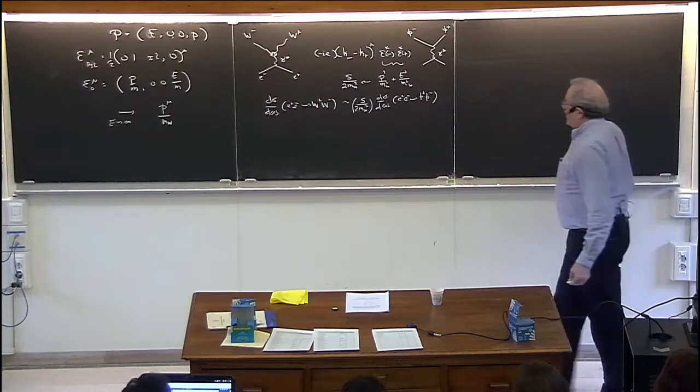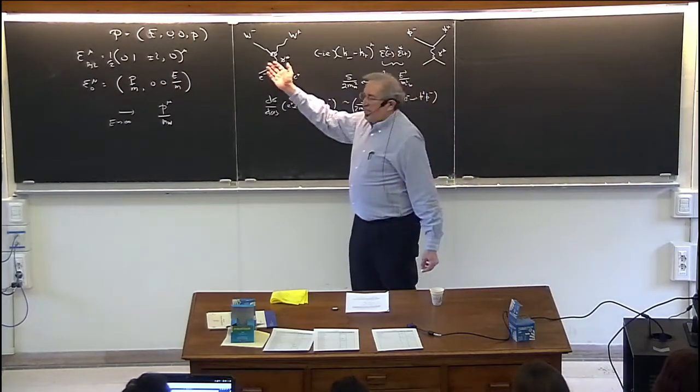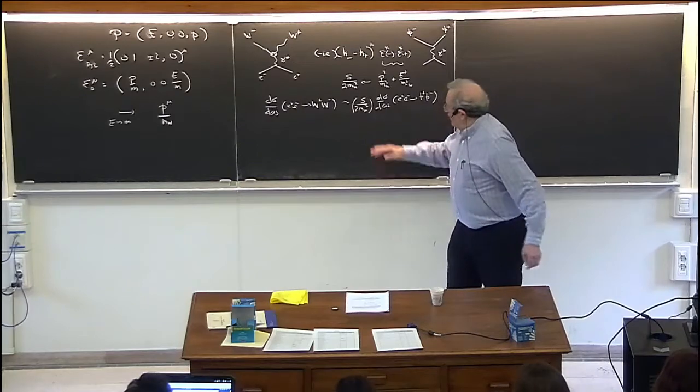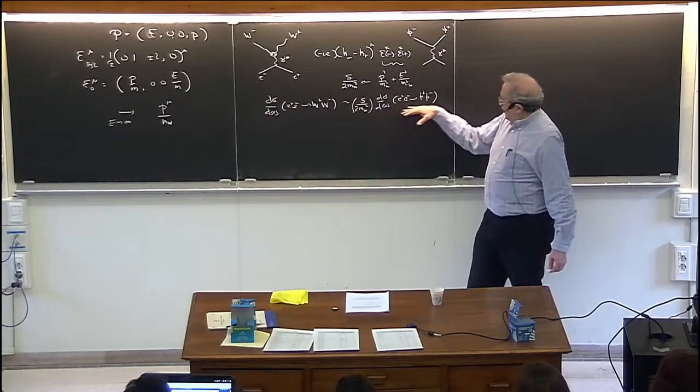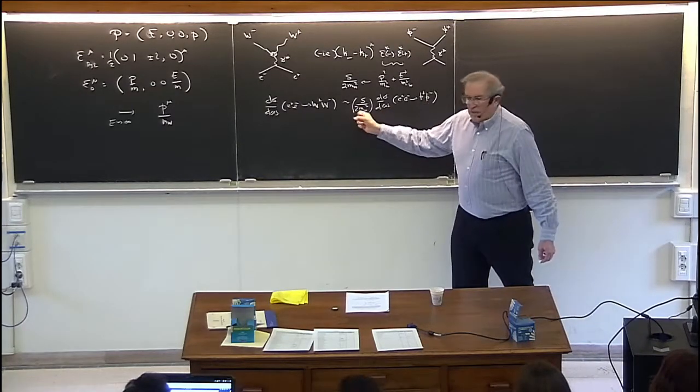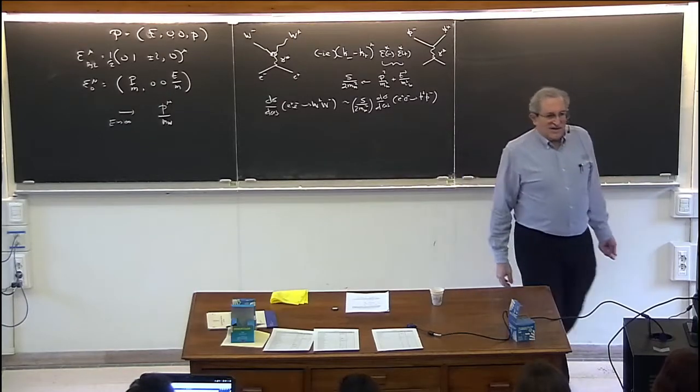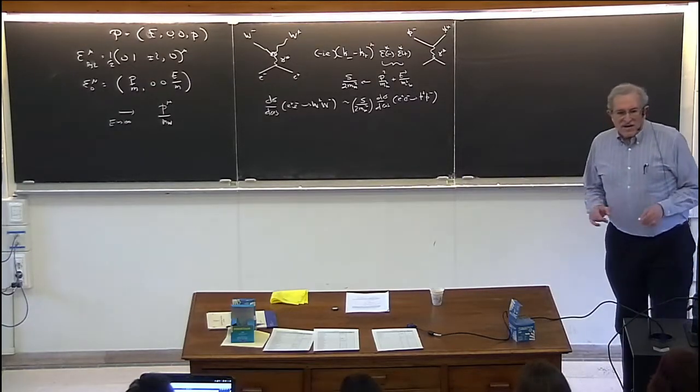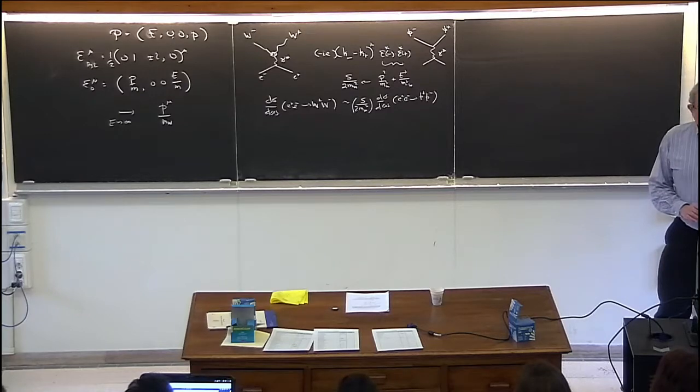Actually, you can make it more rigorous. Everything here is happening in the s wave. So this prediction for the scalar satisfies unitarity. And when you multiply by s, it violates unitarity. So there's actually some kind of theoretical difficulty here that we would like to solve.